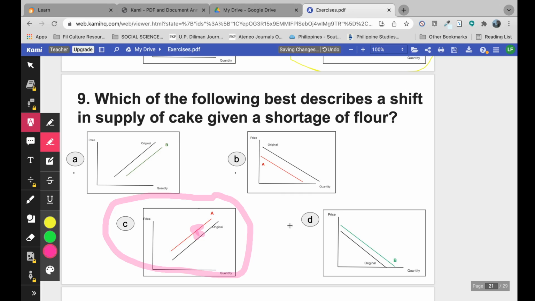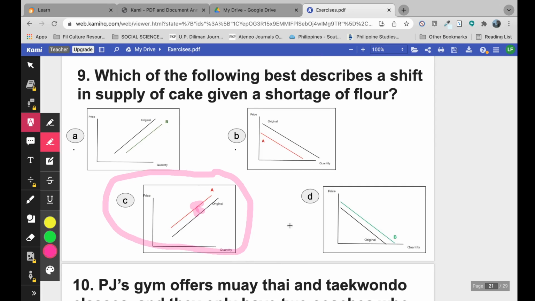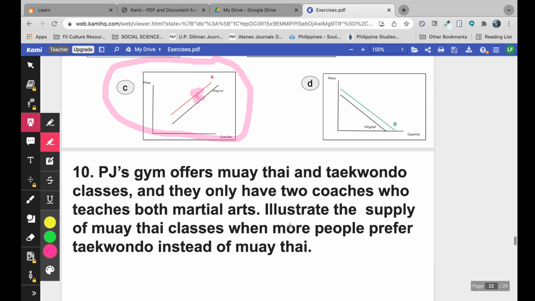Hope you got this. Okay, so number 8 and 9, medyo basic sila, right? Let's try to have more realistic examples. Okay, so number 10.